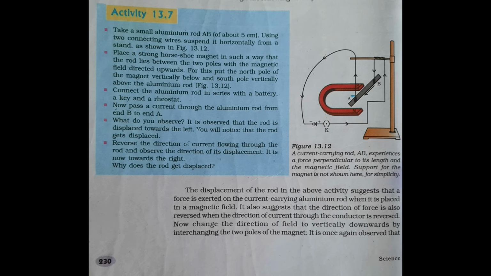We have to draw the diagram and arrange the apparatus as shown in the diagram, and when the plug key is on and current passes through the circuit, then this conductor or the aluminium rod experiences a force whose direction can be given by Fleming's left hand rule. You have to explain this activity in detail for the answer of this question.